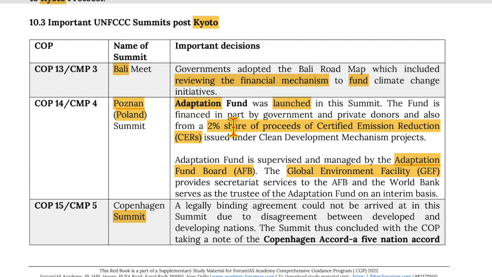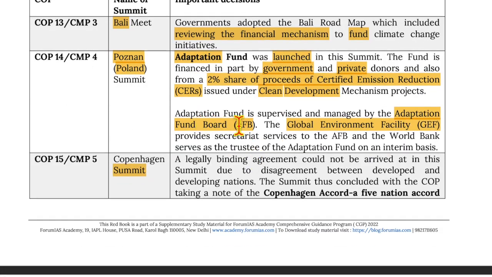This one is financed in part by government and private donors and also from a 2% share of the proceeds of certified emission reduction certificates issued under the Clean Development Mechanism projects. The Adaptation Fund is supervised and managed by the Adaptation Fund Board. The Global Environment Facility, GEF, provides secretariat services to the Adaptation Fund Board, and the World Bank serves as a trustee to the Adaptation Fund on an interim basis.